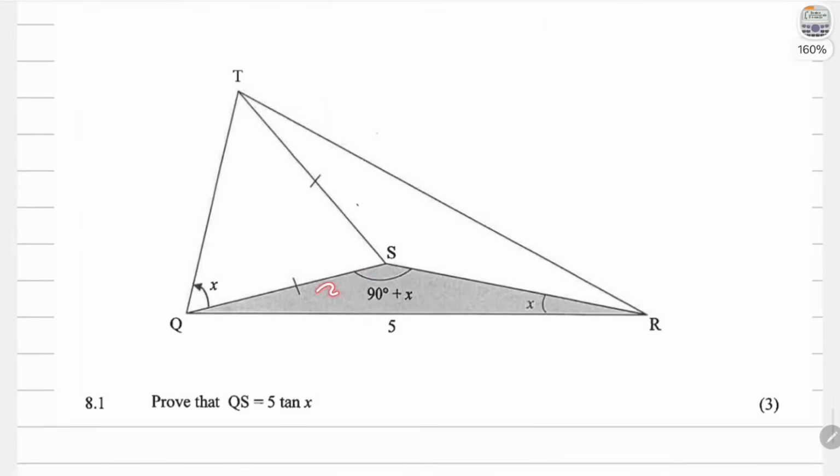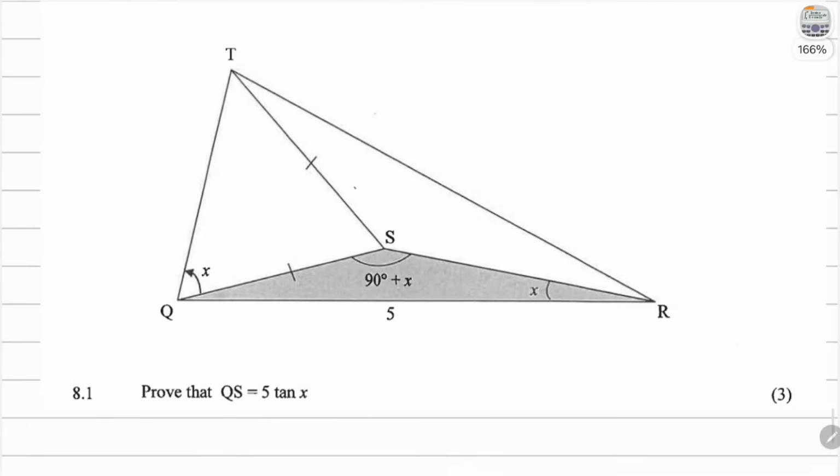Notice that QS has 5, which is the side QR, and it has tan X, so it's in relation to X. So they've clearly used this triangle down here. This is a case where we don't really have any right angle triangles, so we're not using trig ratios. Let's see how we can find QS. Using this triangle below, QS is this side here.